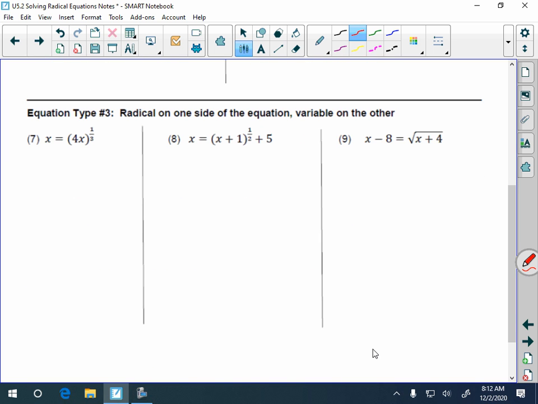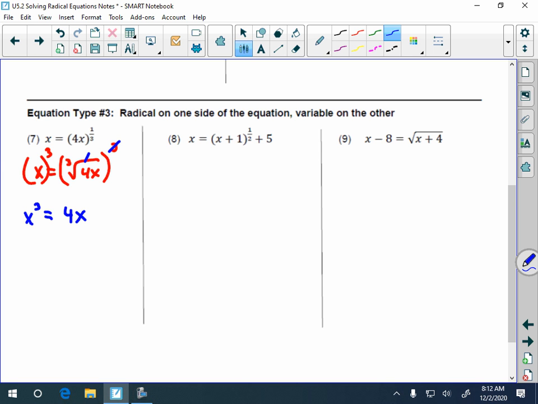All right, and then this is the last kind, equation type number 3. This is when you have a radical on one side, and then there's a variable on the other side. All right, so again, we want to isolate our radicals first, get them by themselves. So I'm going to change this 4x to the 1/3 into a radical. So this is the cube root of 4x. And now I'm going to cube both sides.